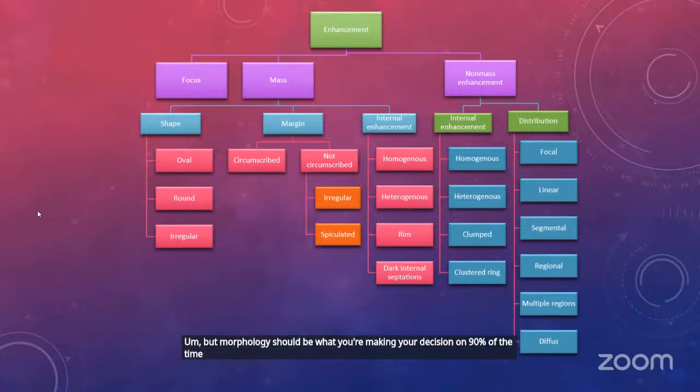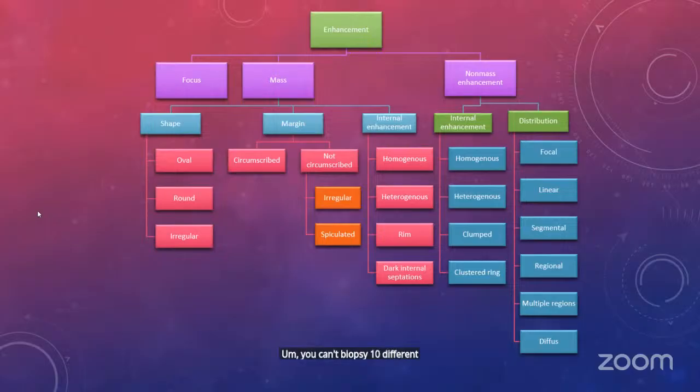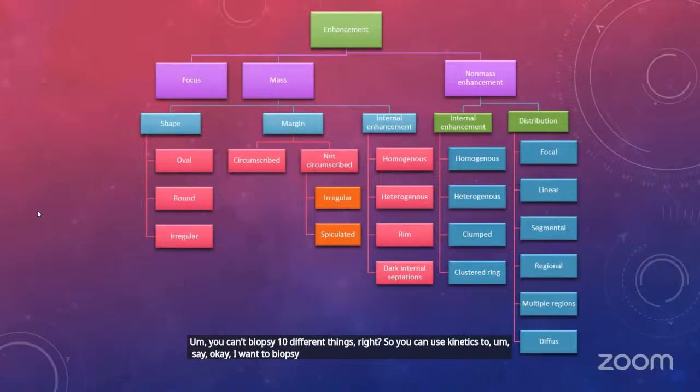And so the kinetics are really to help you when you are on the fence about it, or also if you have numerous sites that are standing out to you. You can't biopsy 10 different things, right? So you can use kinetics to say, okay, I want to biopsy one or two things that are most suspicious, and these are the things that might have progressive or washout kinetics. And if those are okay, we can just watch the other areas or something like that. Those are the situations where it really comes in handy.